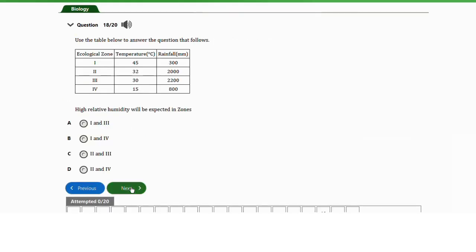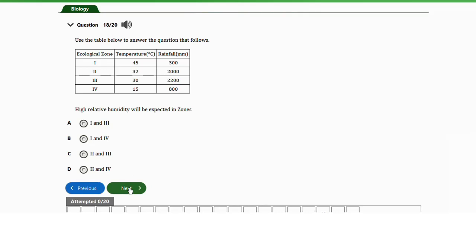So let's look at the next question, guys, and that's question number 18. In the question here, we have a table, and here we have ecological zone, we have temperature, and then we have rainfall in millimeters. So guys, here the question says high relative humidity will be expected in zones A, I and III, B, I and IV, C, II and III, and then D, II and IV.